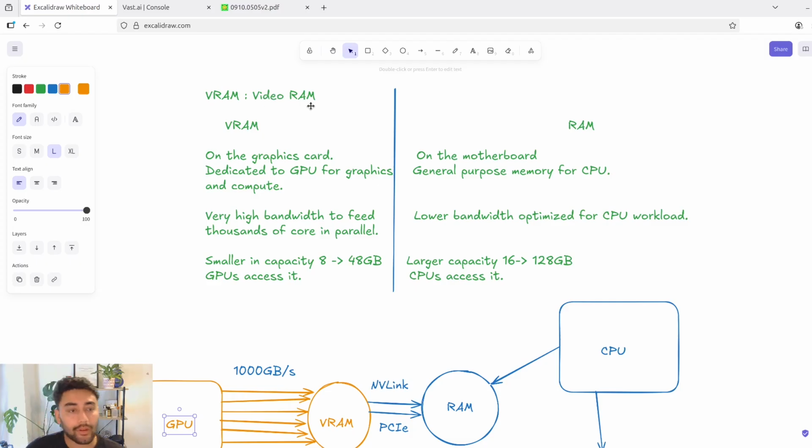So let's talk about video RAM first, right? I used to think it was virtual RAM first. I don't know why I thought that, but it's a completely different thing. So let's see what a video RAM spec looks like when you try to provision a GPU, right?